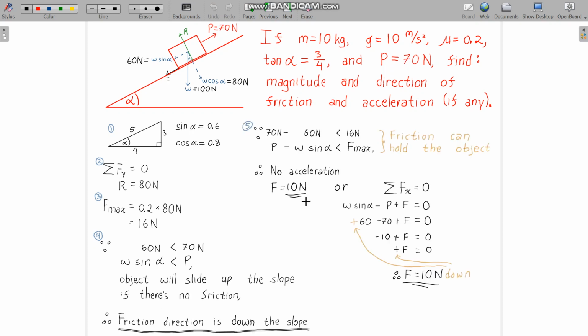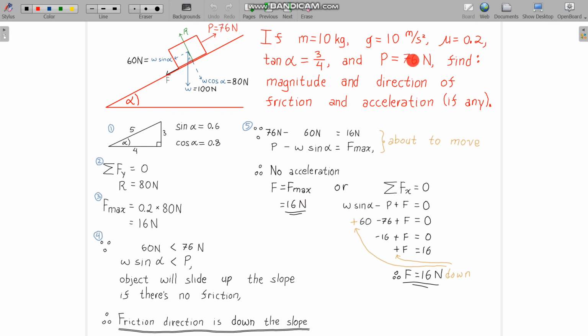If the pushing force is 70, this time the object will move up the slope without friction. So the friction direction is now downwards, I mean down the slope. To find the magnitude of the friction, it's just 10, because to balance the 60 and 70, the friction must be 10. And there is no acceleration because the friction can hold the object here. So friction is 10, and you can also find the friction magnitude this way.